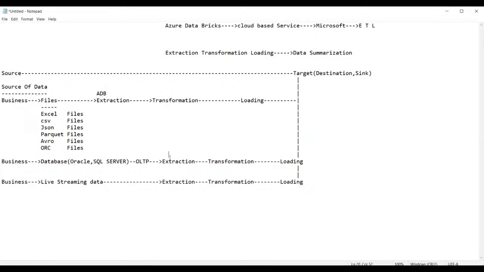ADB is one service, guys. Likewise, ADF is another service, and likewise you can have Synapse as another service. These are the various services we can use. This is how exactly things work, okay? Is everyone following or not, guys? I want a reply from all of you.